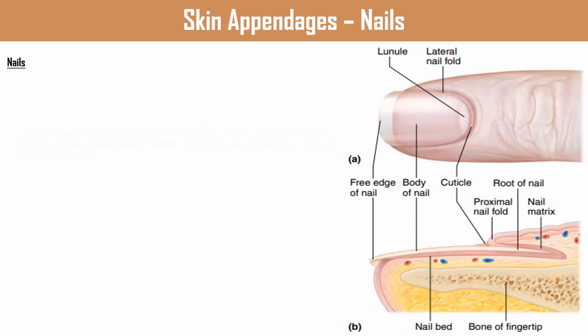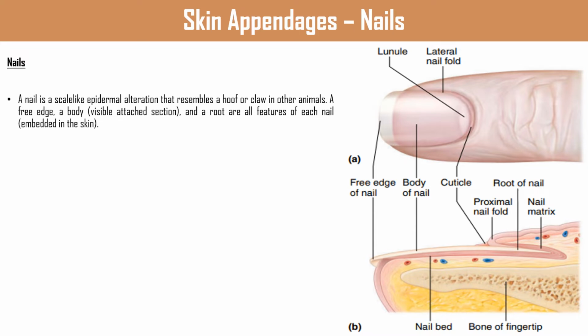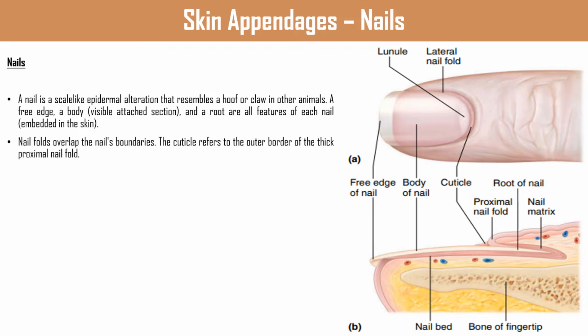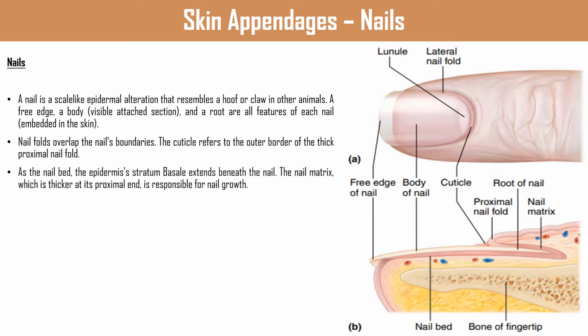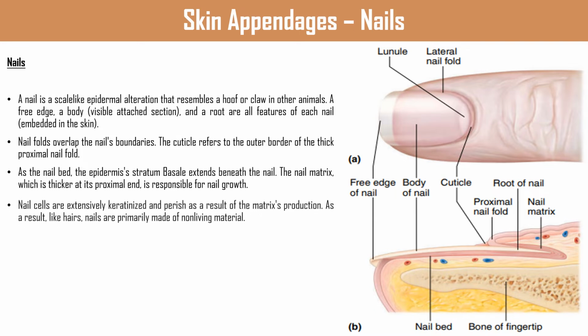Then we have nails. A nail is a scale-like epidermal modification that resembles a hoof or a claw in other animals. A free edge, a body, a visibly attached section, and a root embedded in the skin are all features of each nail. Nail folds overlap the nail's boundaries. The cuticle refers to the outer border of the thick proximal nail fold. As for the nail bed, the epidermal stratum basale extends beneath the nail. The nail matrix, which is thicker at its proximal end, is responsible for nail growth.